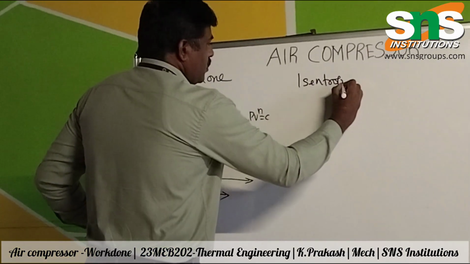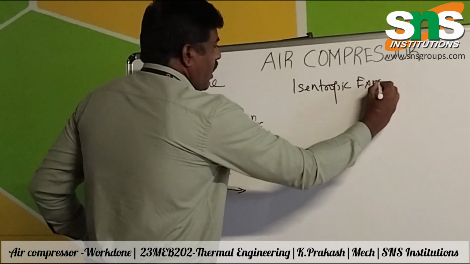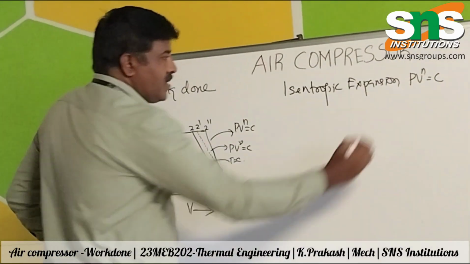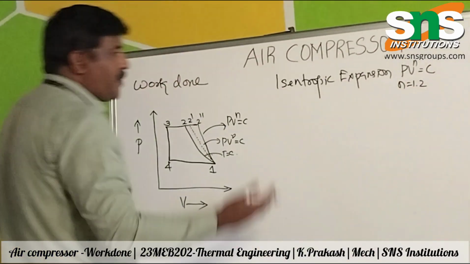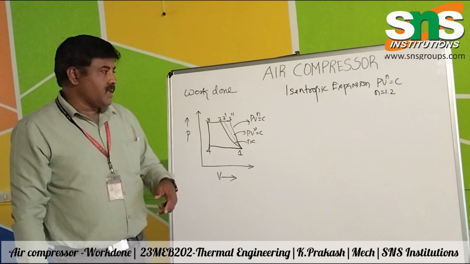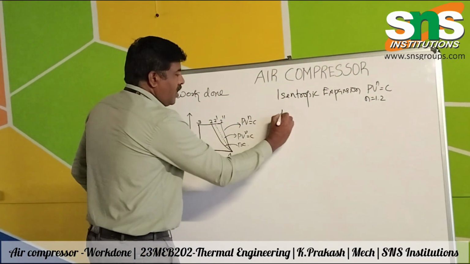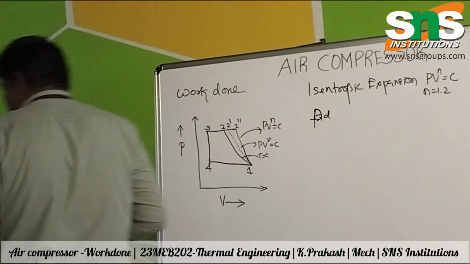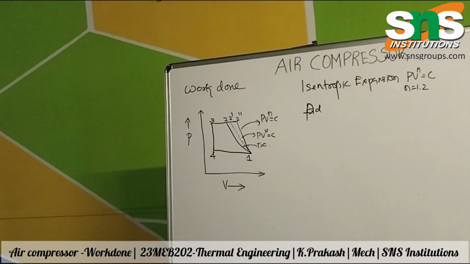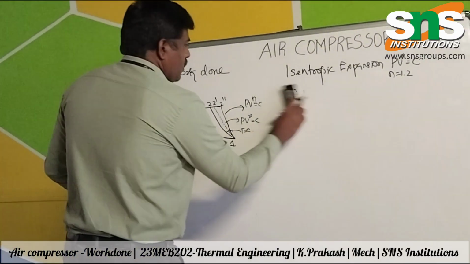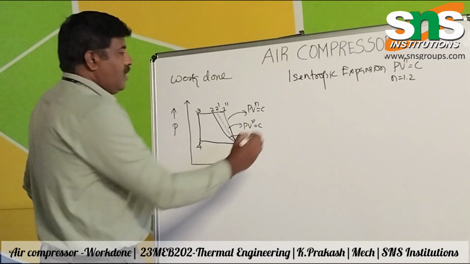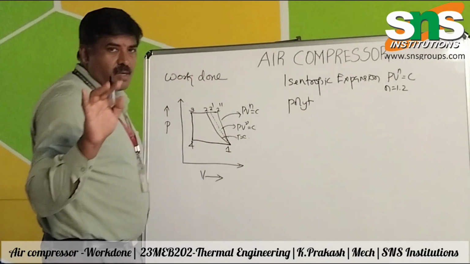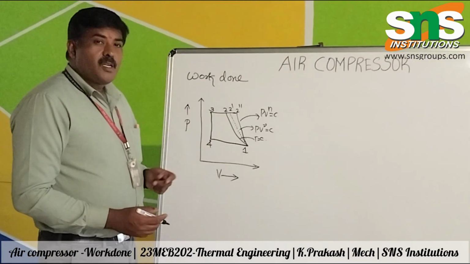So one is isentropic expansion. Here in the isentropic expansion, PV^n is equal to constant, where n is given as 1.2. So the compression can take place through isentropic expansion. And the second one is the polytropic expansion.